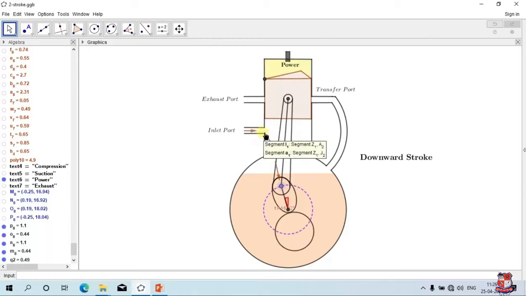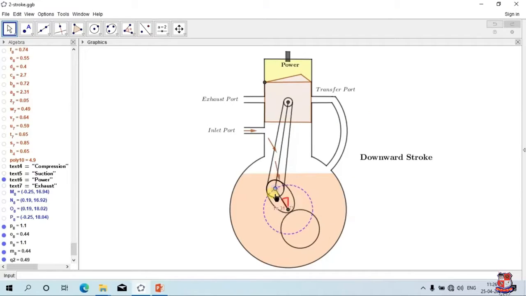Here there is no moving mechanism inside the port. It is simply an opening provided on the engine block. The opening and closing of these ports is decided based on the relative position of the piston inside the cylinder. Let me show you.